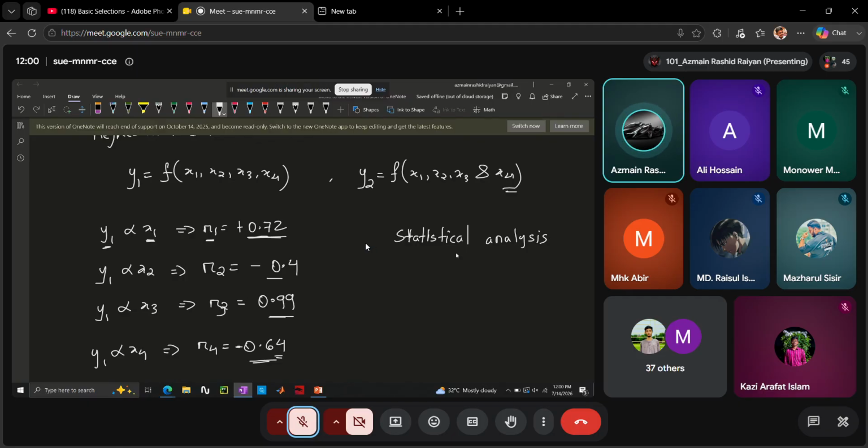So from this statistical analysis, I can conclude that, first, since I have a positive correlation with x1 and x3, I can write that x1 and x3 should be increased for better Y value.